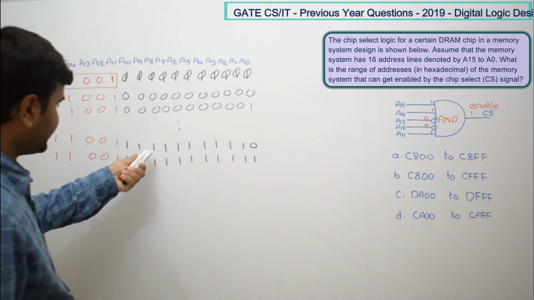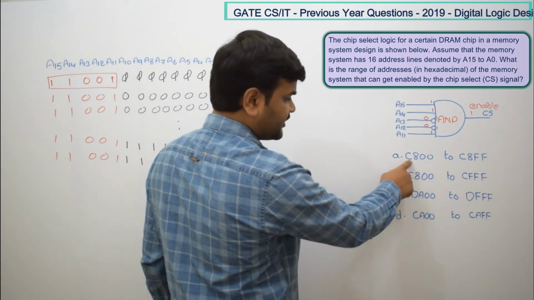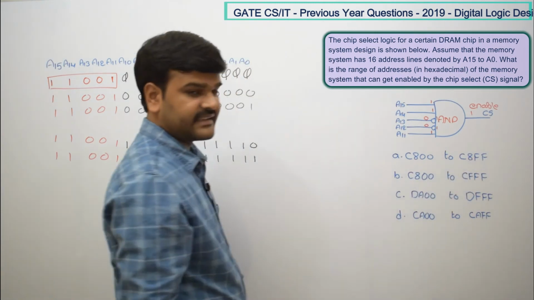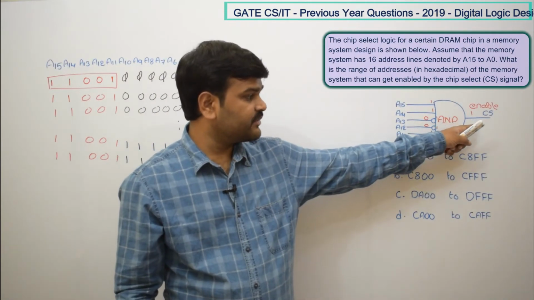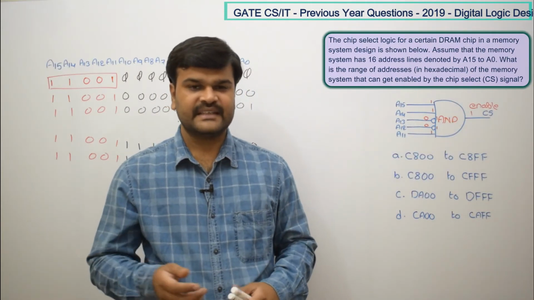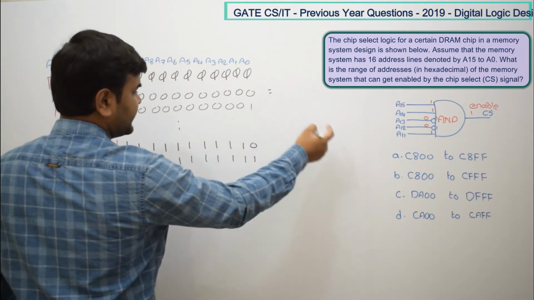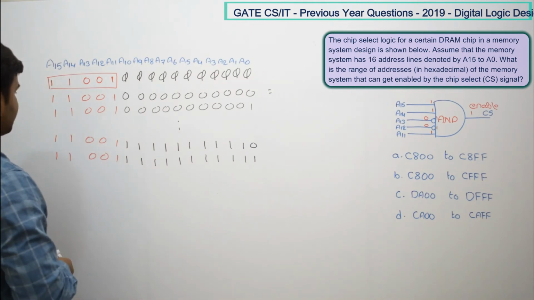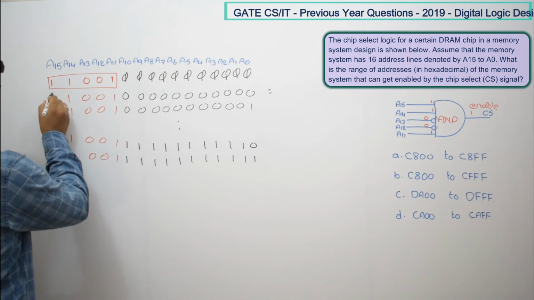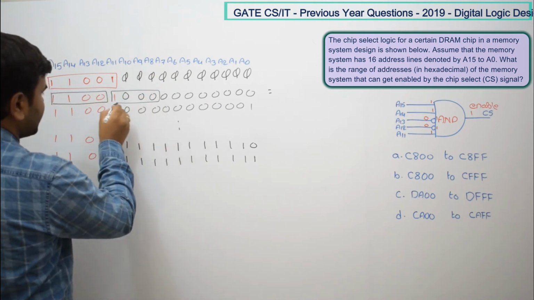That is what he is asking. This is the range, right? He is asking for the starting address and the ending address. In between, every address is going to enable this chip. Now he has given the options in hexadecimal format, so let us convert this into hexadecimal format. Every group of 4 bits becomes one hexadecimal digit.